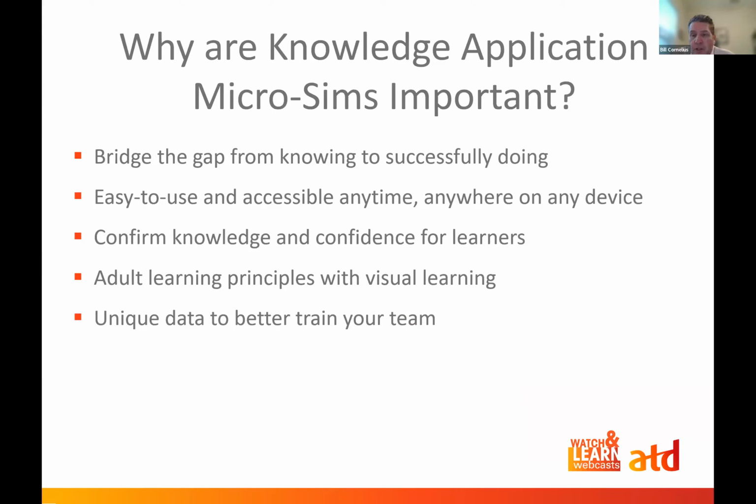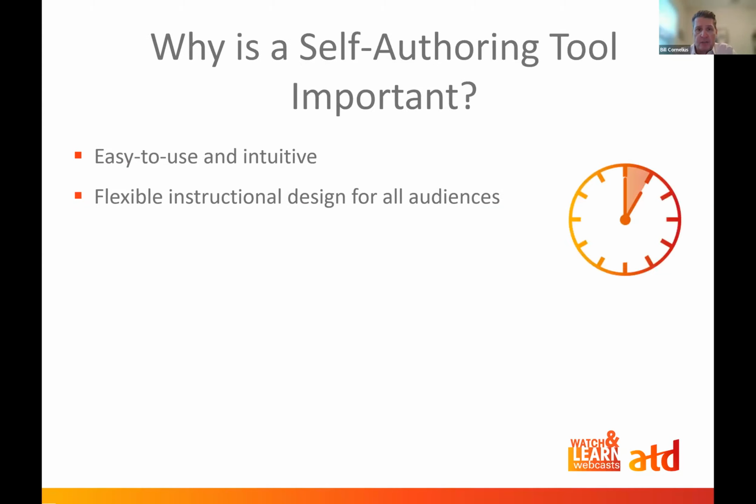And then from an adult learning perspective and a visual learning perspective, I think these are things that a lot of the organizations we work with are looking for, to really help with workforce training. And then, just having the information, the data, to better position yourself in terms of what the training needs are within the organization. And I think the final piece here is, why is a self-authoring tool so important?